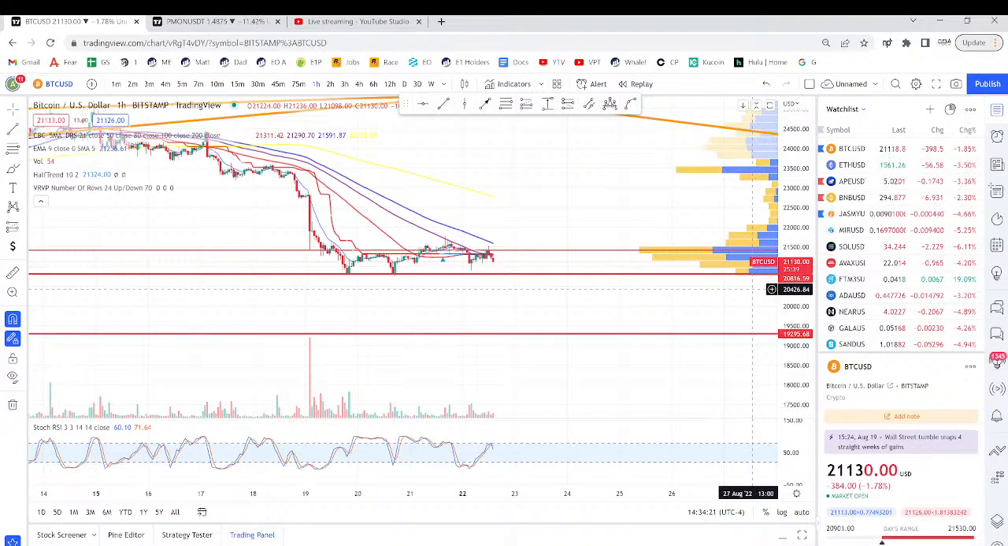All right, we are good. Gonna move the screen up a little bit so you guys can see it a little bit better.